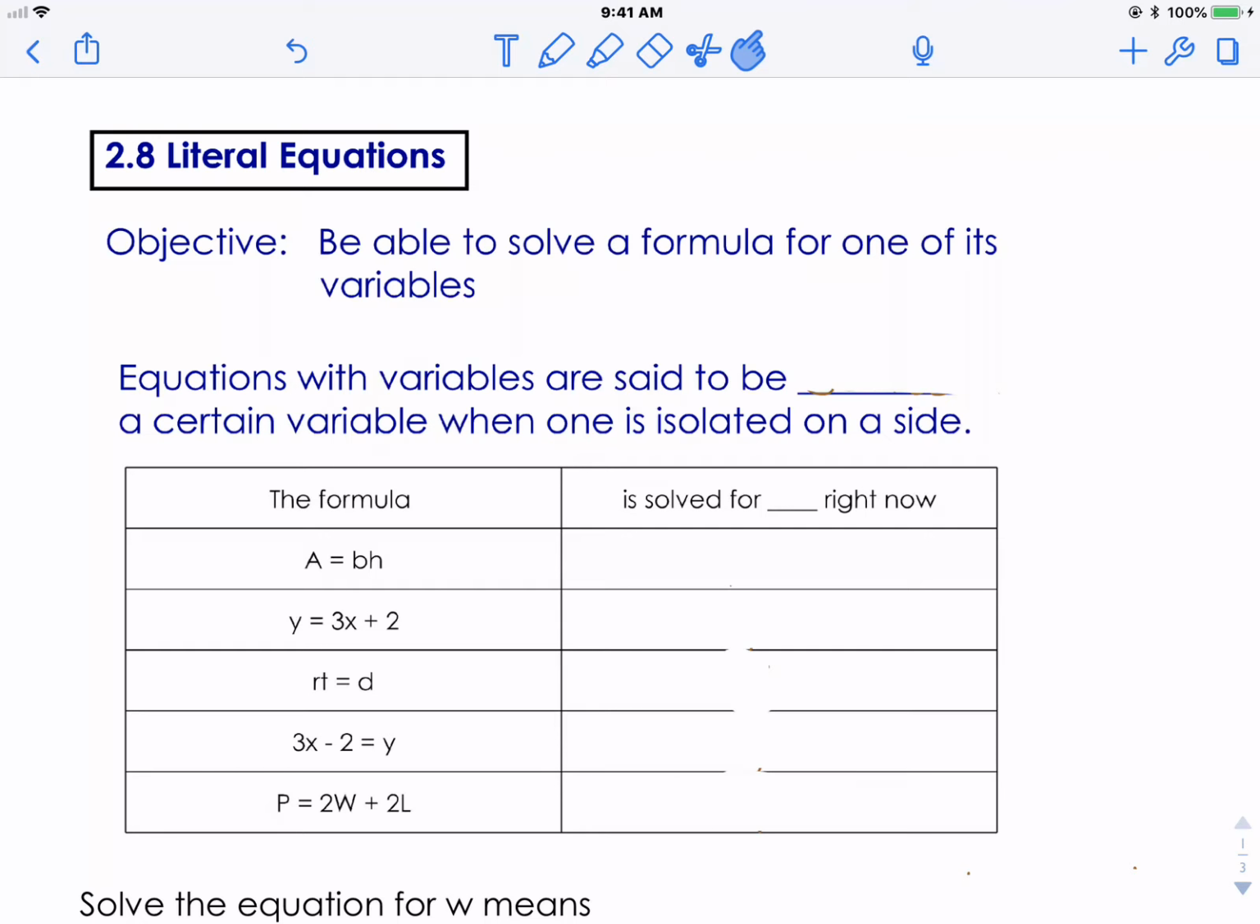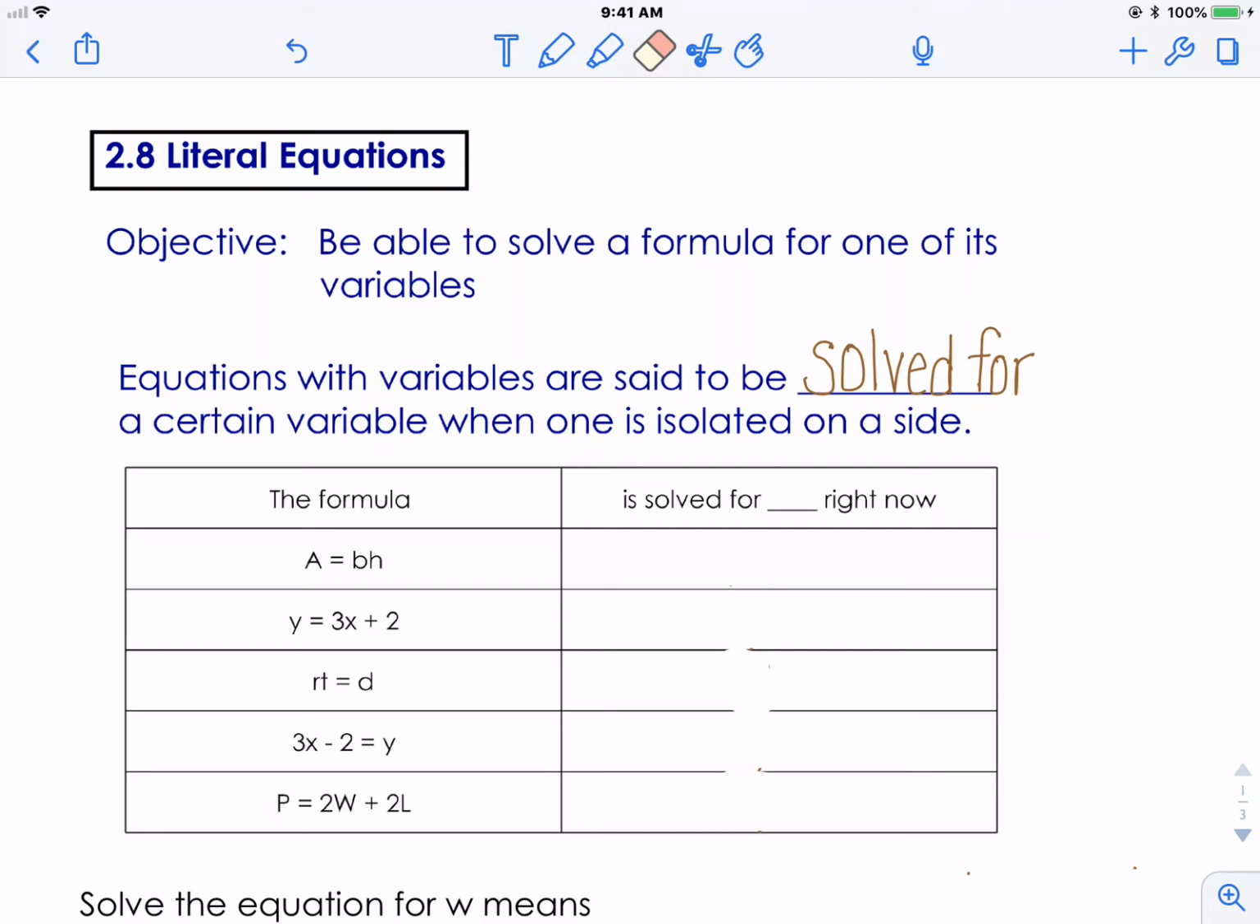So our objective today is to be able to take a formula and move it around so that it's solved for one of its other variables. What we mean by that is that an equation with a variable is said to be solved for a certain variable when it's isolated on one side. Take a moment. Always pause the video if you need a moment to get your notes caught up.